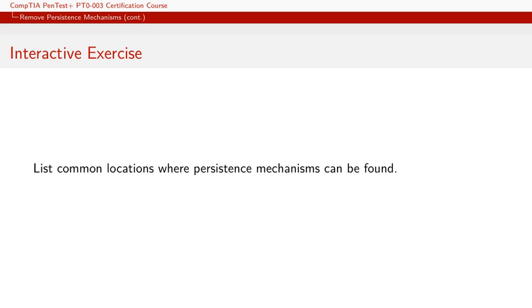Take a moment to think about other areas where persistence mechanisms might hide and list them down. In this slide, we will dive into an interactive exercise aimed at identifying common locations where persistence mechanisms can often be found. As you may already know, persistence mechanisms are used by attackers to maintain access to a system after initial compromise. It's essential to know where these mechanisms are typically located to effectively remove them.